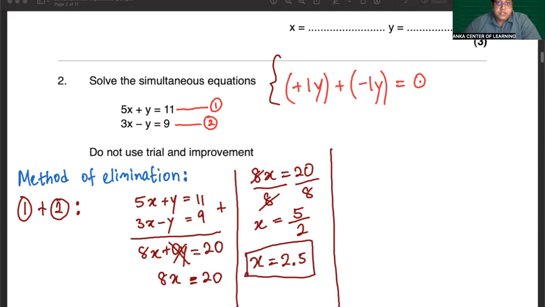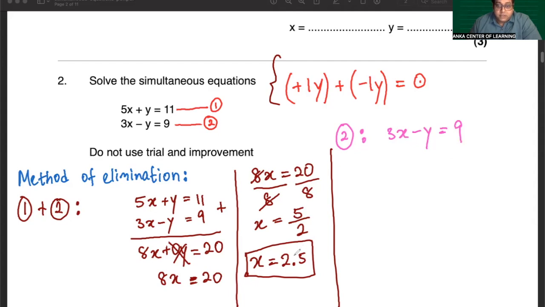For now, your objective would be to find the answer to your corresponding variable, that is y. So again, as I mentioned before, I'm going to use the equation that has the smallest numbers. In this case, it will be equation 2. I'm going to rewrite equation 2. That will be 3x minus y equals 9.